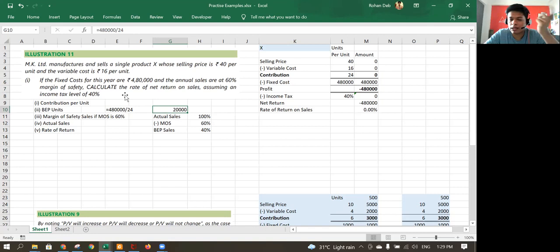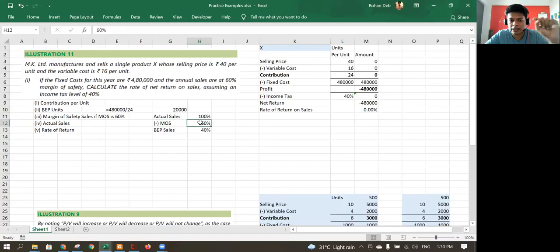Now, what is the concept of margin of safety? Margin of safety is basically the safety margin of the number of units that I'm going ahead with, so that if my fixed cost increases by some level, I can still sustain my business. Very important part of this is 60% margin of safety. 60% of what? 60% of break-even point or 60% of actual sales? Margin of safety is 60% of actual sales, not 60% of break-even point.